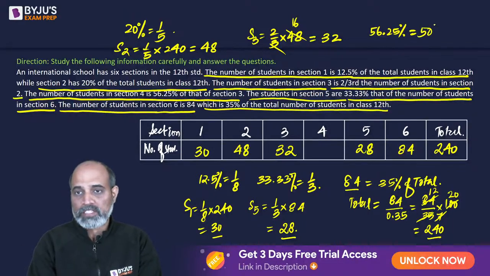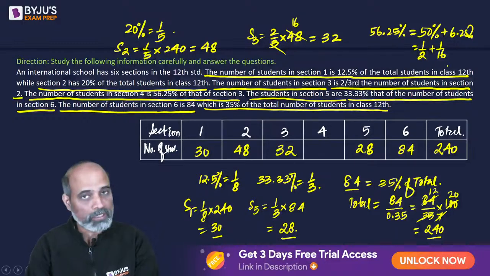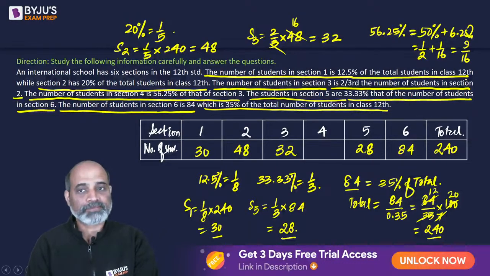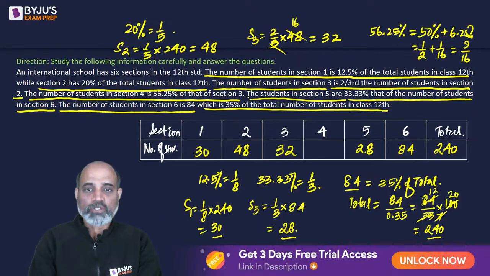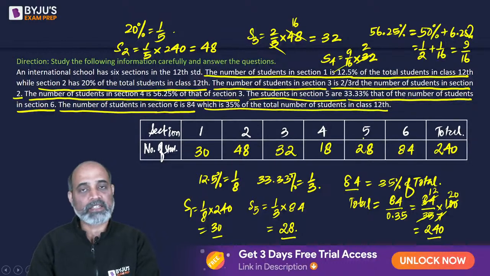So you can break this down as 50% plus 6.25%. Now 50% is 1 by 2 and 6.25% is called 1 by 16. So if we take the LCM as 16, this will become 9 of 16, right? So the number of students in section 4 is 9 by 16 of the number of students in section 3, which is 32. So 16 into 2 is 32 and 9 into 2 is 18.